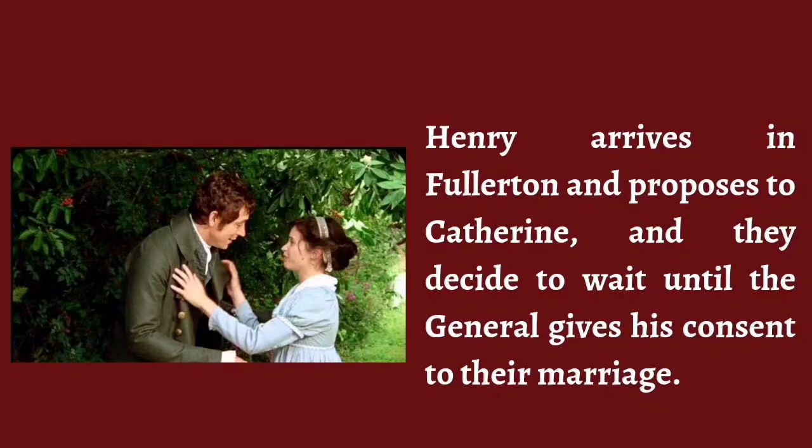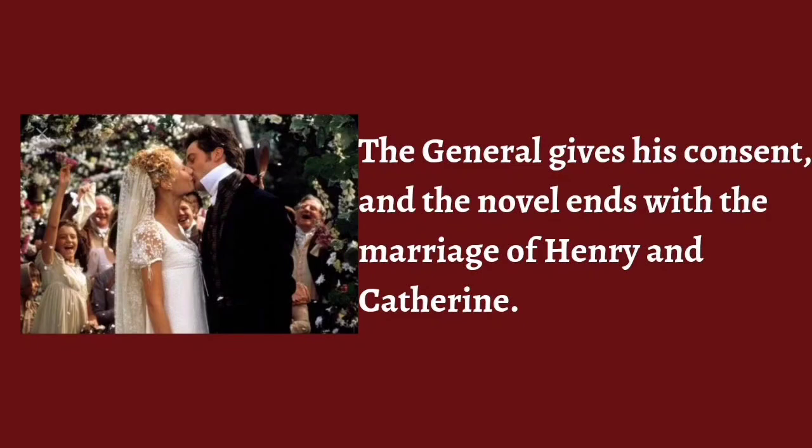Within a few months, Eleanor marries a very wealthy and important man, which puts the general in a good mood. Once he is told of the true nature of Morland's financial situation, which is moderate, he gives his consent, and the novel ends with the marriage of Henry and Catherine.